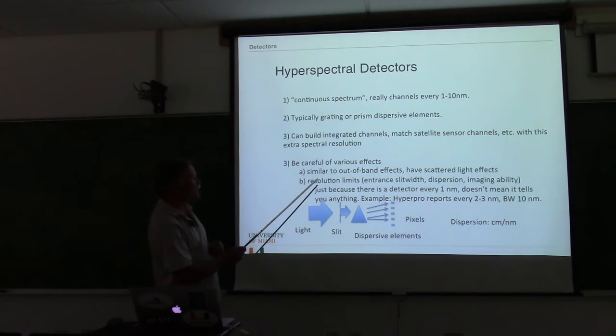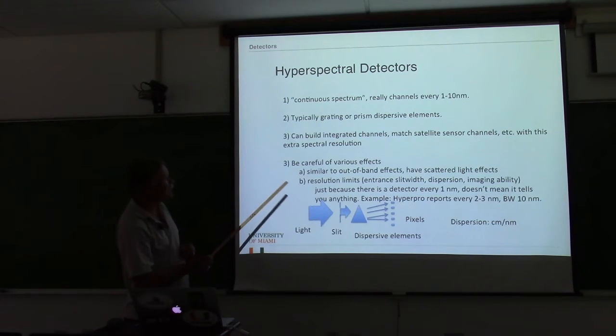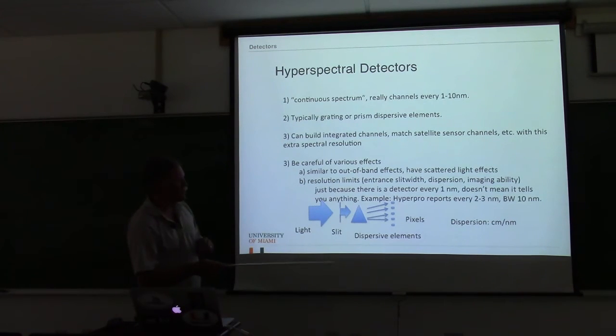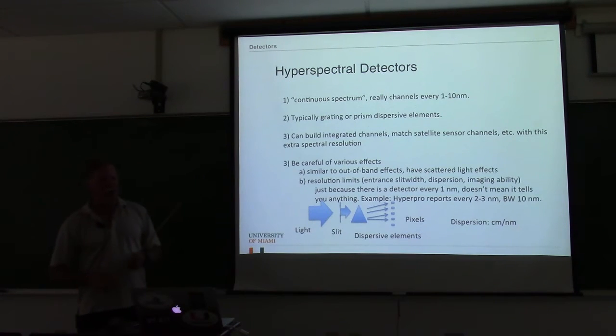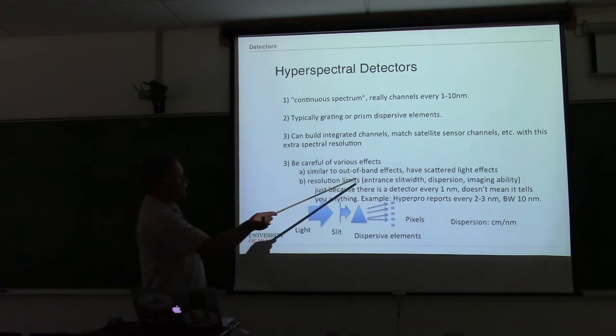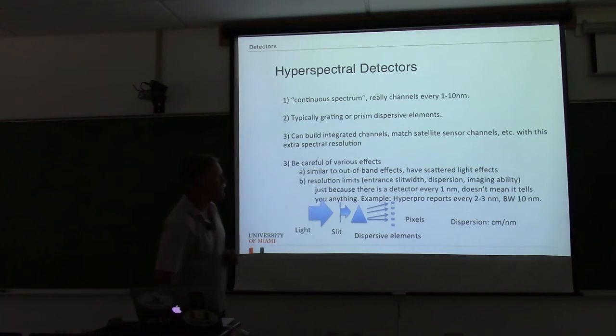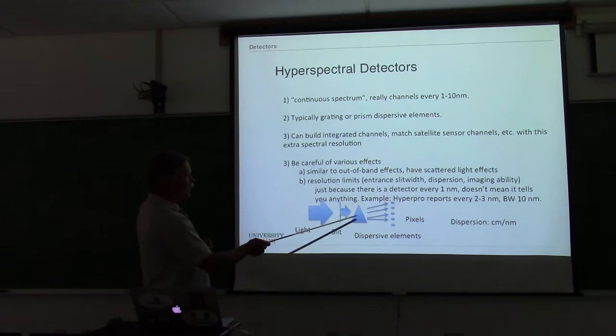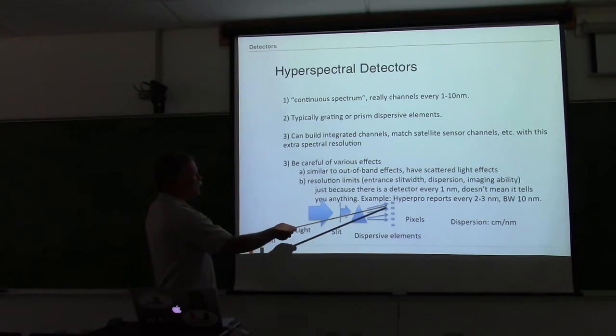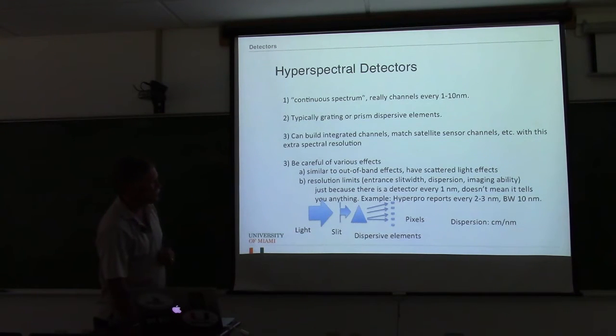You have to be careful of several things when you're using a hyperspectral detector. One thing I'll show you a picture of in a second: like we have out-of-band effects in multi-channel instruments, hyperspectral instruments always have some sort of scattered light effects. We call it stray light in the system, that will take light that is from a different wavelength and throw it onto some other pixel and mix things around so your measurement isn't quite what you think it is.